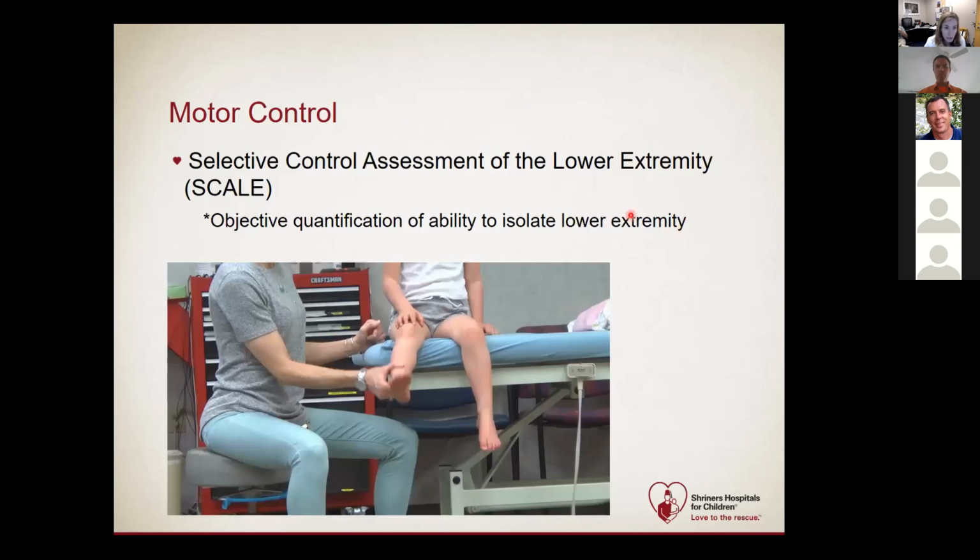In our lab, we've been for probably almost 10 years now looking at motor control using an assessment tool called the scale. And I'm just going to show a video here of what that looks like.